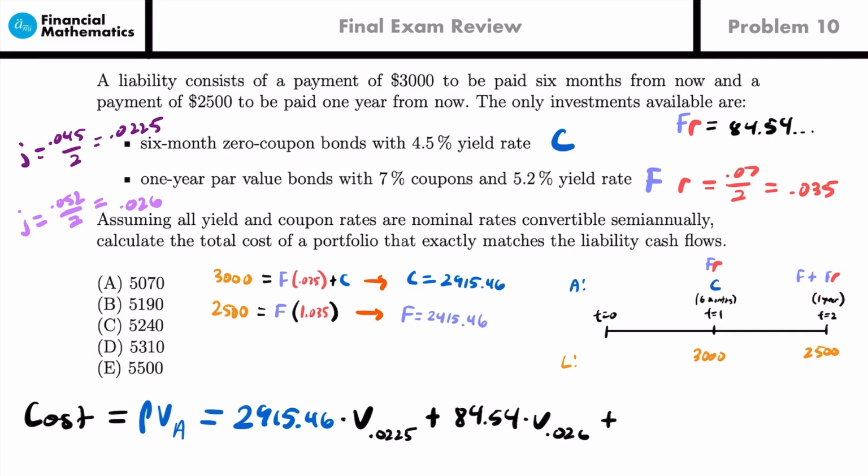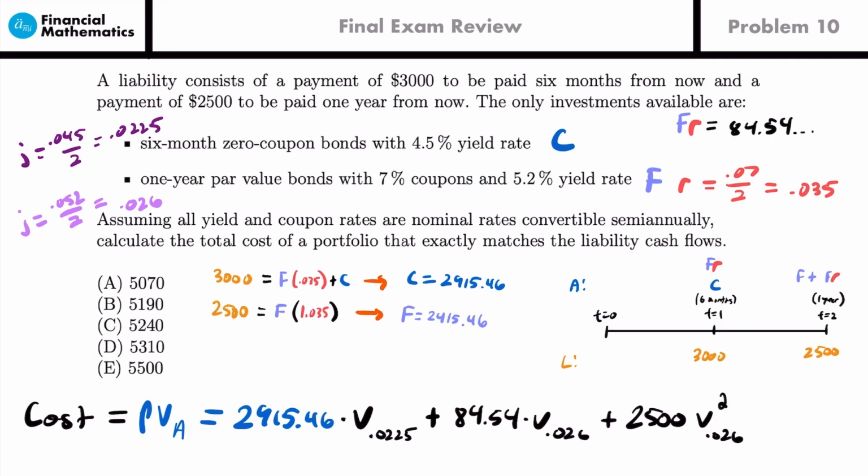But since there's no zero coupon bond values at that time, it's just the face value and coupon from those 1-year bonds, we know that that has to be equal to 2,500. So we'll have 2,500 brought back 2 periods using that 2.6% yield rate. So we're multiplying by v squared using 0.026. All right, and that's it.